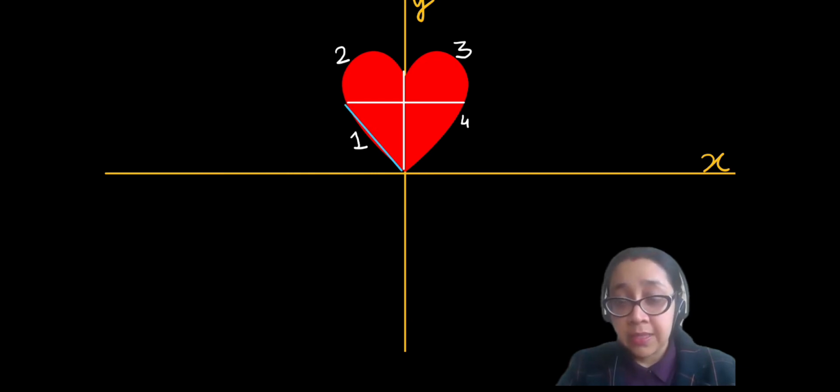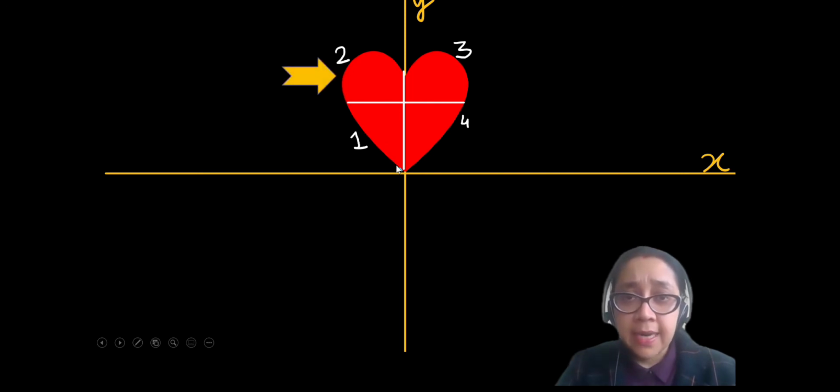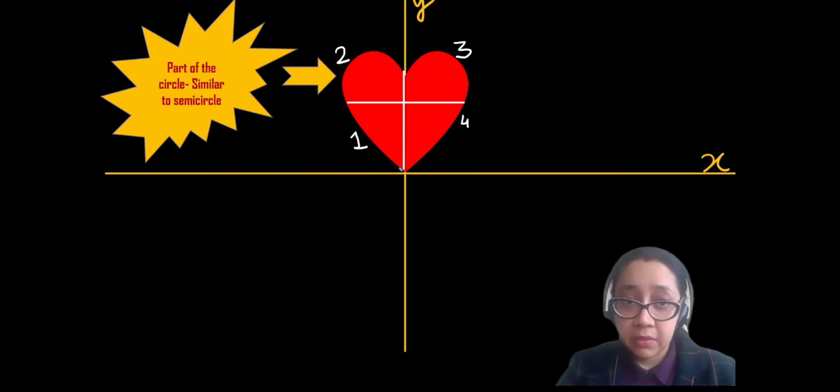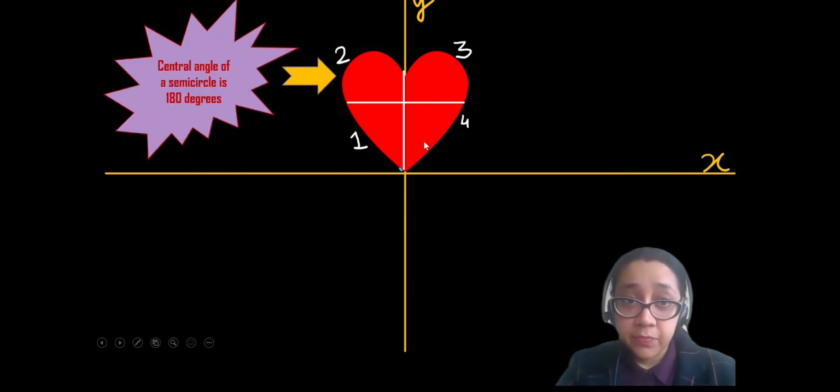This particular distance can be variable. Like if I want a bigger heart, this can be more. If I want a smaller size heart, then I can make it less. So coming to the second part, you can understand that it is a part of the circle. And this part is very similar to a semicircle. Now you know that the central angle of a semicircle is 180 degrees, right?